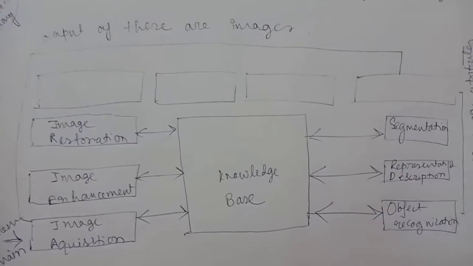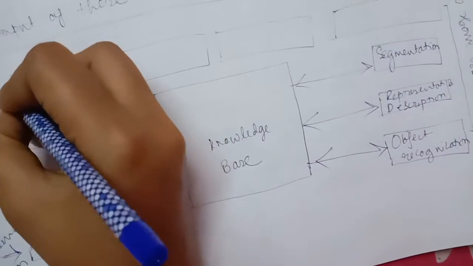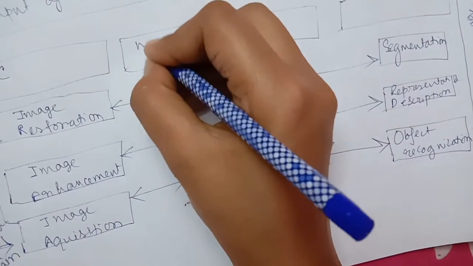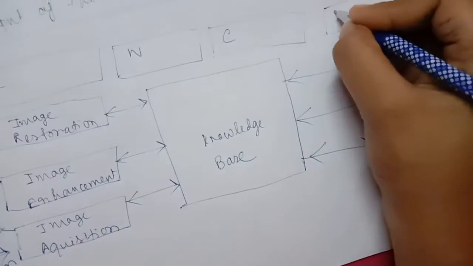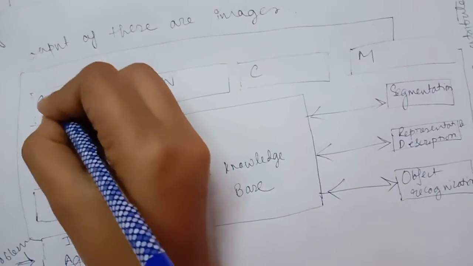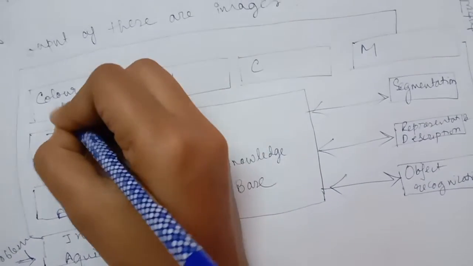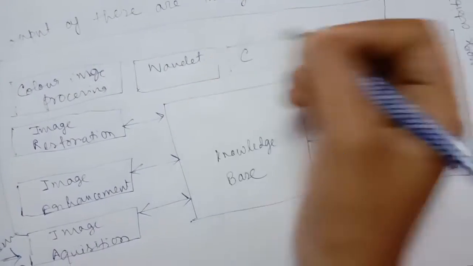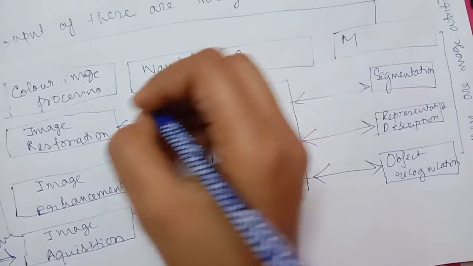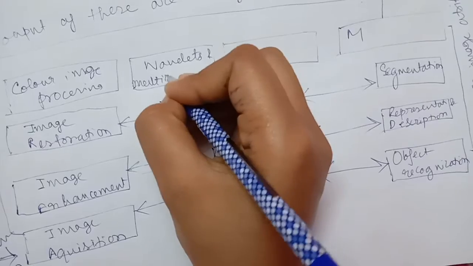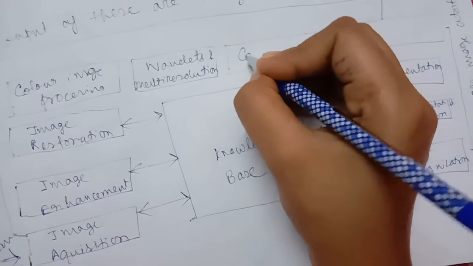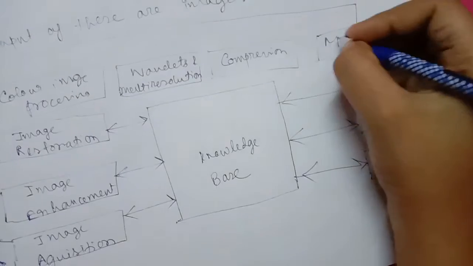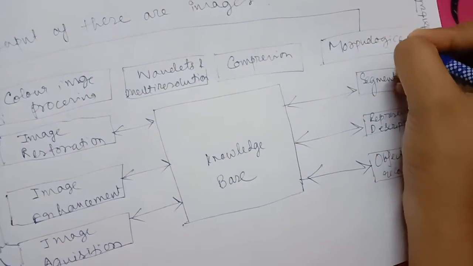Now coming to the upper four blocks. This is C, W, C, M. This is color image processing. This is wavelet. This is a transformation for image processing, okay? So wavelets and multi-resolution. This is compression. This C was color image processing, and this C is compression. And M for morphological processing.